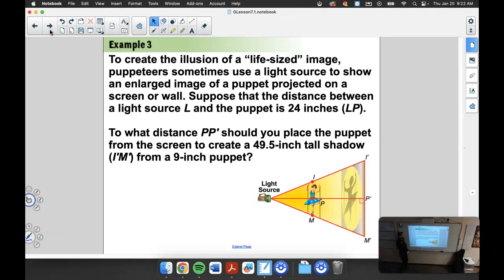So to create an illusion of a life-size image, puppeteers sometimes use light sources to show an enlarged image of a puppet projected on a screen or wall.